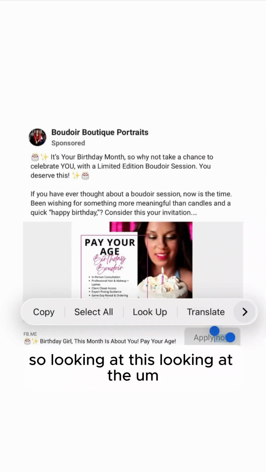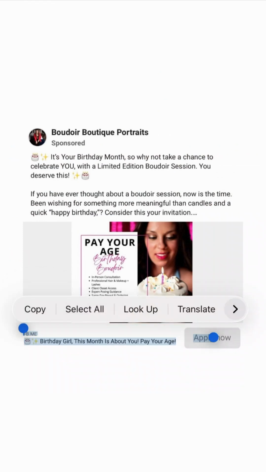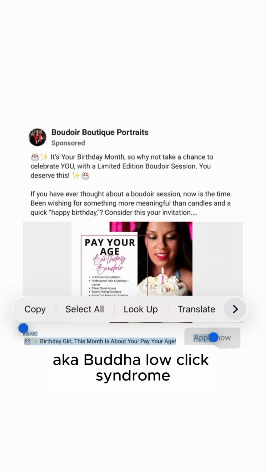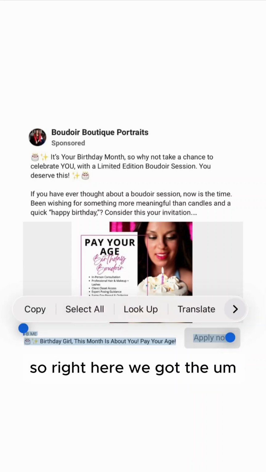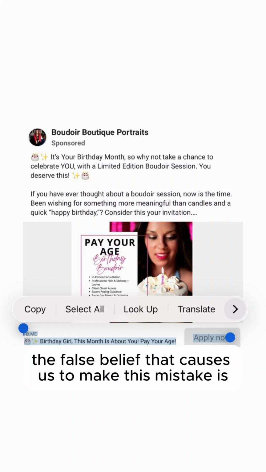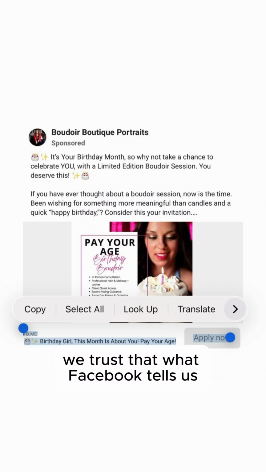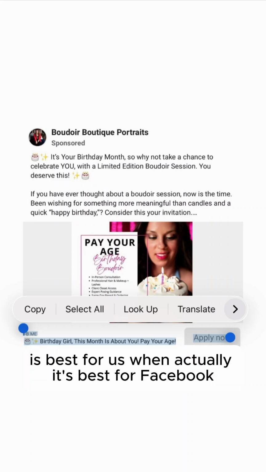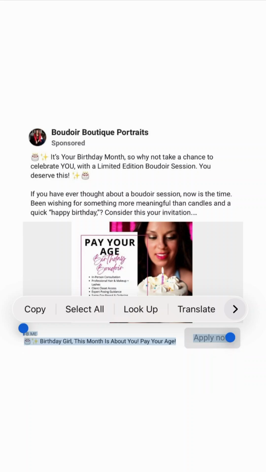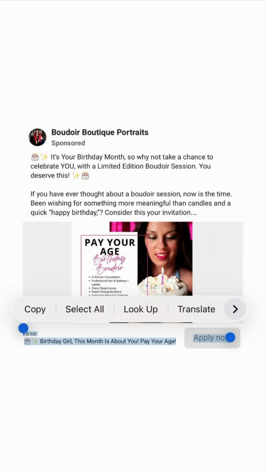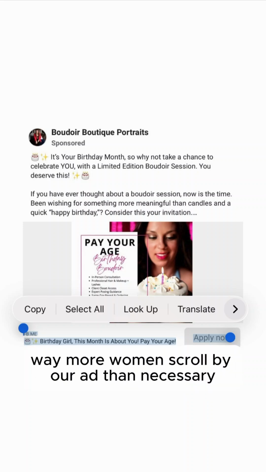So looking at this, we're going to diagnose this, see if we believe it's BLCS, aka Boudoir low click syndrome. So right here we got the below creative cluster mistake. The false belief that caused us to make this mistake is we trust that what Facebook tells us we should fill out when creating our ads is best for us, when actually it's best for Facebook. So the consequence of making this mistake is that we're just going to have way more women scroll by our ad than necessary.